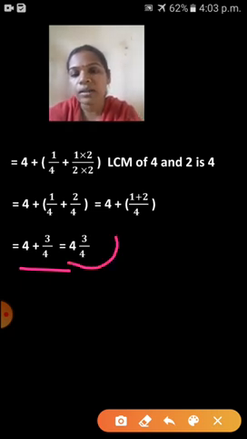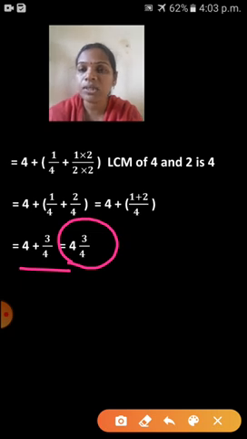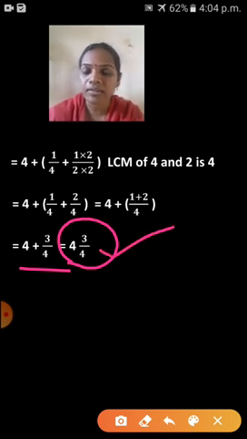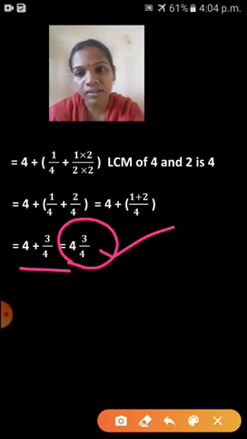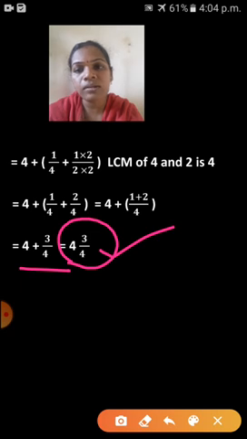Now it's time to write the final answer. That means you have to combine the whole number and the proper fraction. So 4, 3 upon 4. This is your final answer. Understood, children? So if it is an unlike fraction, you have to convert it into a like fraction. For that you have to find the LCM of the denominators. Say the tables, and whichever number comes as the least common multiple will be your denominator.